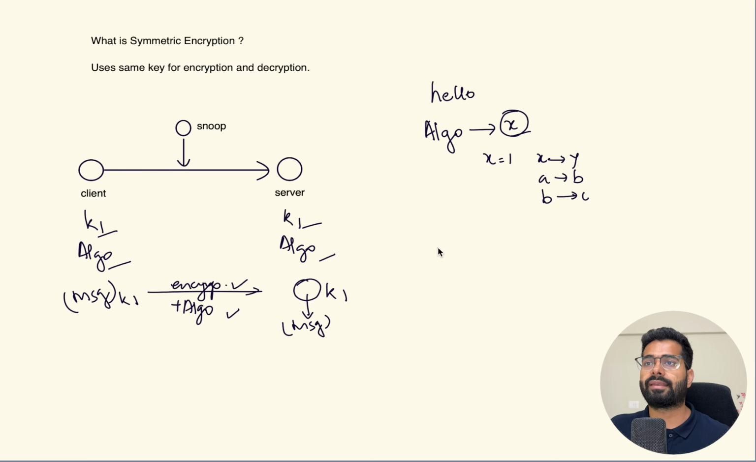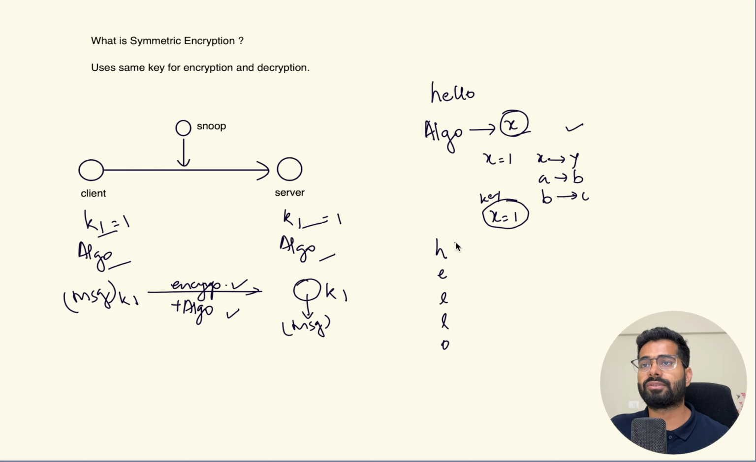So let's say if you have HELLO. Let's say the value of X is 1, and here 1 becomes my key. The algorithm is known to both client and server, that I'm using, let's say, an X hopping algorithm or something, I'm just naming it randomly. And the value of X is 1, the key is equal to 1.